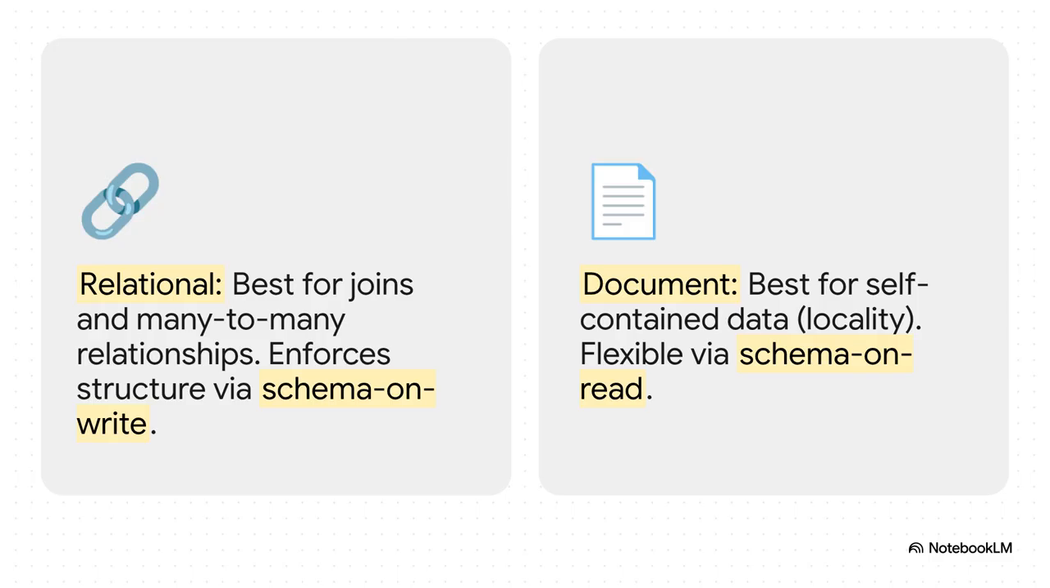Document models, on the other hand, they shine with self-contained data, offering incredible speed and flexibility because they check the blueprint when you read the data, not when you write it. That's schema on read. It's really a battle of structure first versus flexibility first.